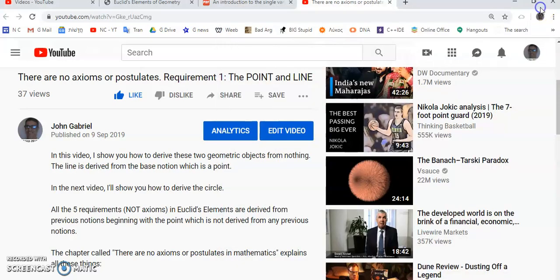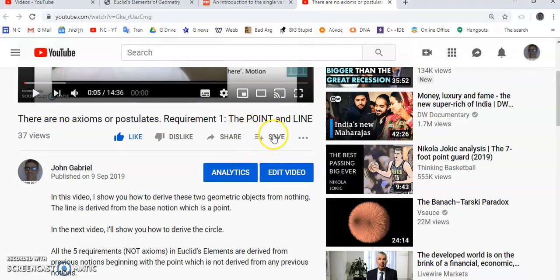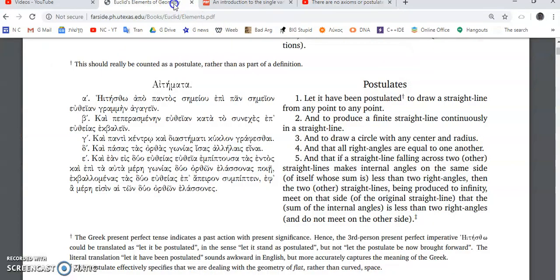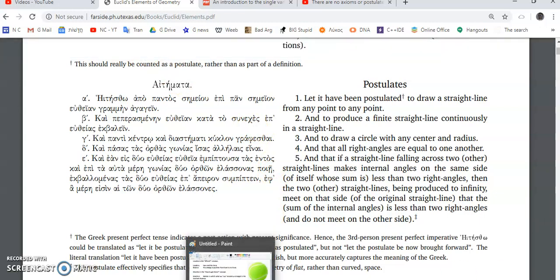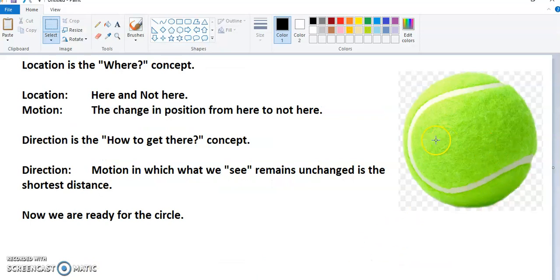So let's begin. Now, I didn't close that, unfortunately. Let me close that. Okay, so now, this was a video where I talked about the point and the line. Now, in Euclid's Elements, the first definition is to be able to draw a straight line from any point to any other point. And I showed you how you could do that. That's not an axiom. So let's quickly revise that particular bit of information. Just ignore this tennis ball for the time being.